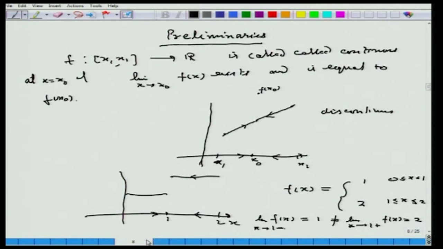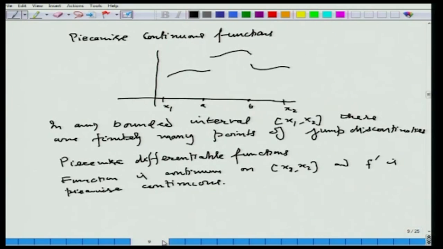Then certain preliminaries were discussed in the last lecture. We had a function f from x1 to x2, and it is called continuous if the left and right limits exist, and various examples were discussed in connection to that. And then piecewise continuous functions, where discontinuities of first kind are allowed only at finitely many points inside the bounded interval x1 to x2.